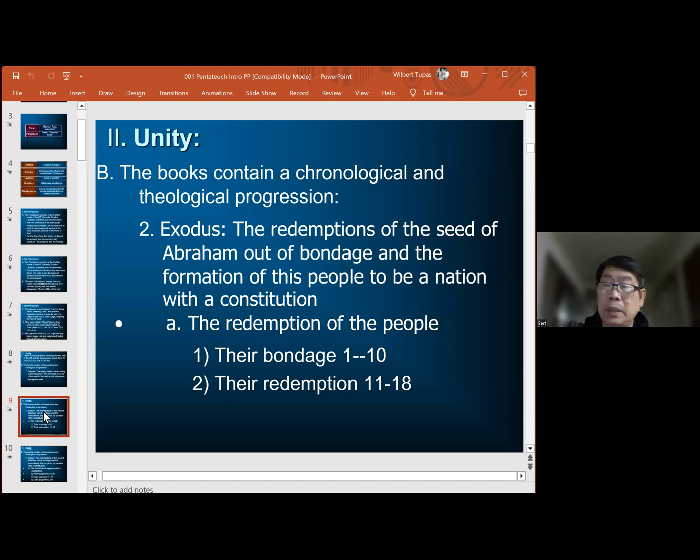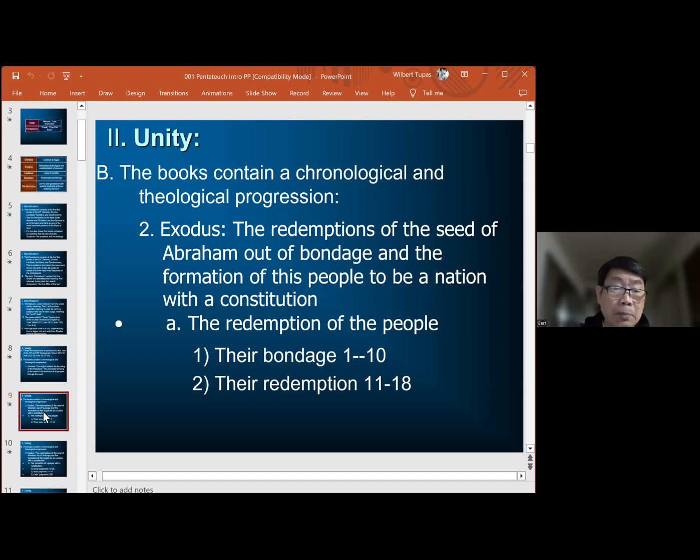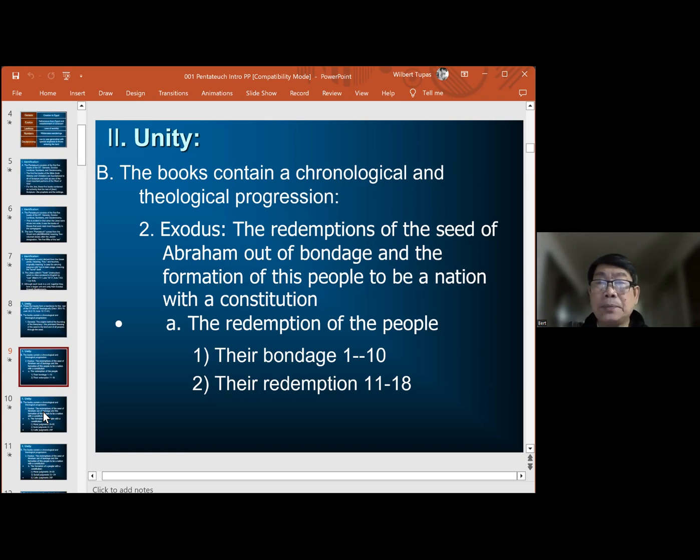And so they are governed by the law of God. The law of God was given in the book of Exodus. So we see the redemption of the people: chapters 1 to 10 are their bondage, and chapters 11 to 18 are their redemption. It is very important because it gives us the history of the nation of Israel, and also its lessons to us.